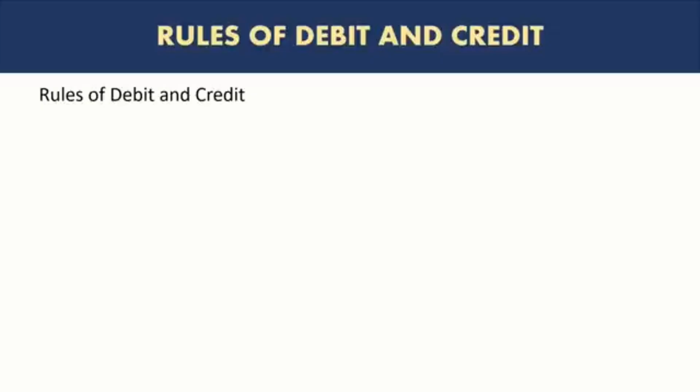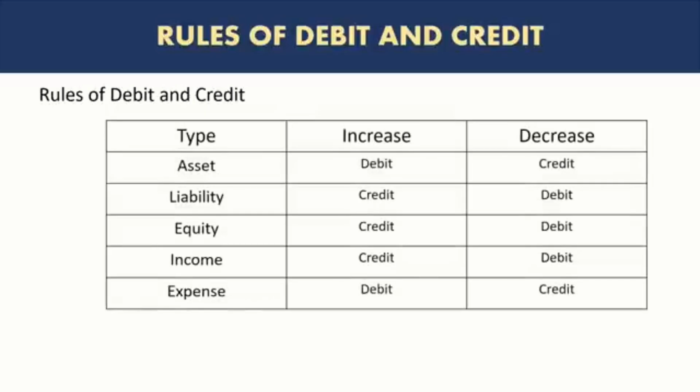Let's look at the rules of debit and credit. So this is an important slide. These are the rules which, as I mentioned, there are no exceptions. So you can always count on these rules. The rules say that you will debit assets when there is an increase and you will credit assets when there is a decrease in asset.